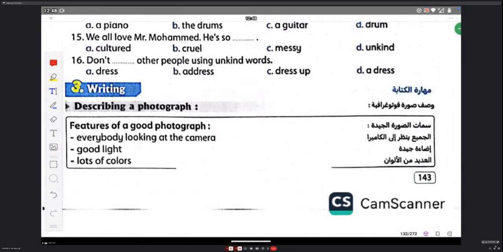Describing a photo, features of a good photo: everybody looking at the camera, good light, lots of colors.